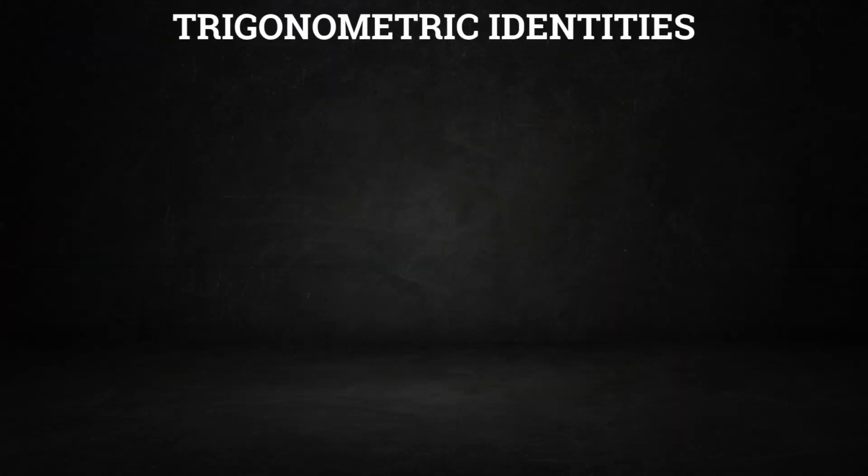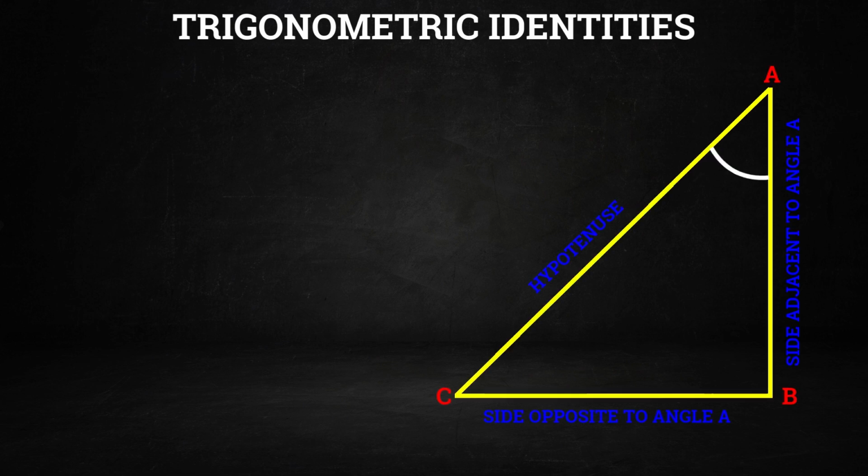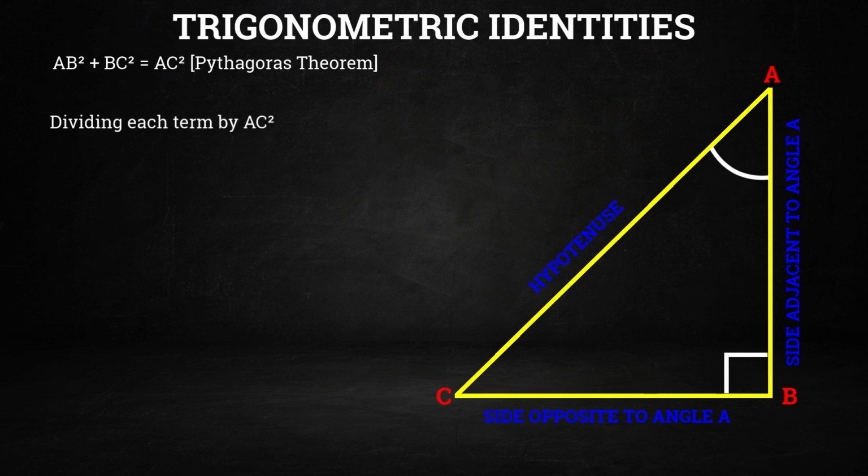Let us now understand an important trigonometric identity, one that's true for all values of angle A from 0 degrees to 90 degrees. In the right-angled triangle ABC, with the right angle at B, we apply the Pythagoras theorem. AB square plus BC square equals AC square. Now, we divide every term of this equation by AC square. This gives us AB square over AC square plus BC square over AC square equals 1.